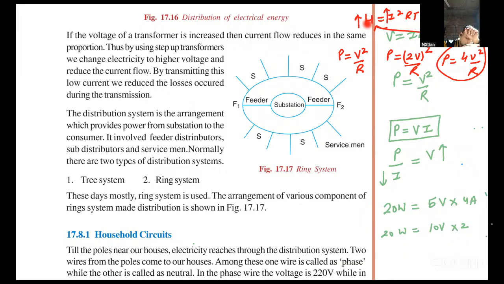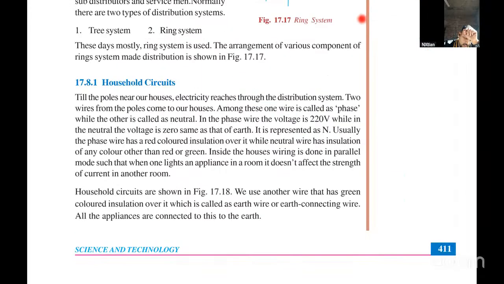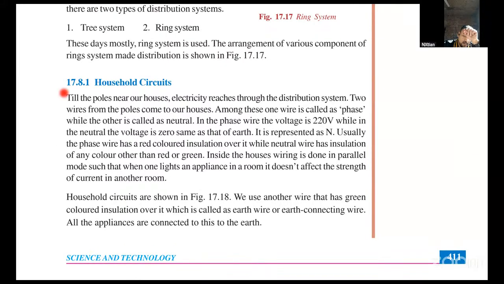Now we'll talk about the household circuit. Agatha, read this.